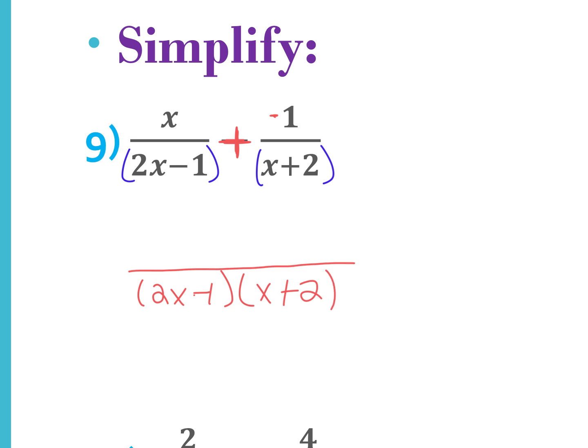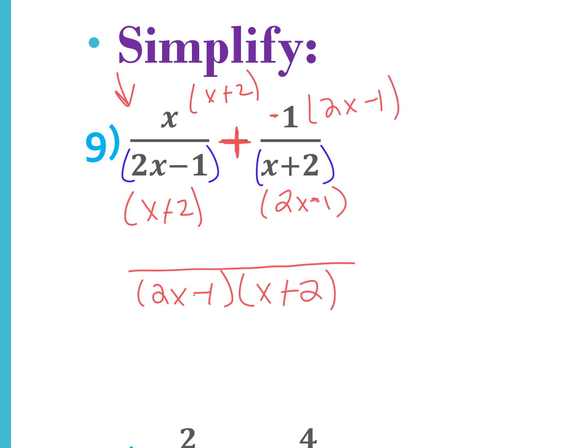So my first fraction in the denominator has 2x minus 1. It's missing the x plus 2. So I'm going to multiply the bottom here by x plus 2. Well, what you do to the bottom, guys, you do where? To the top. My second fraction has the x plus 2. It's missing the 2x minus 1. So again, what you do to the bottom, you do to the top. So now all of our denominators are the same, so we can just work on the numerator.